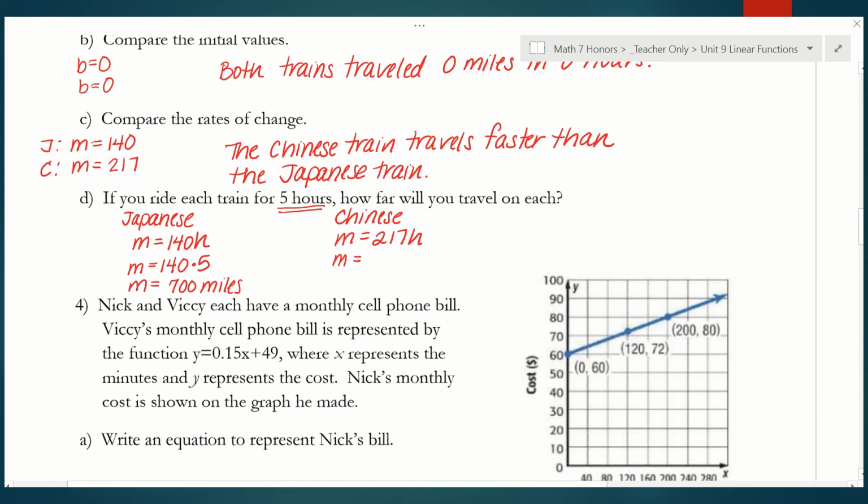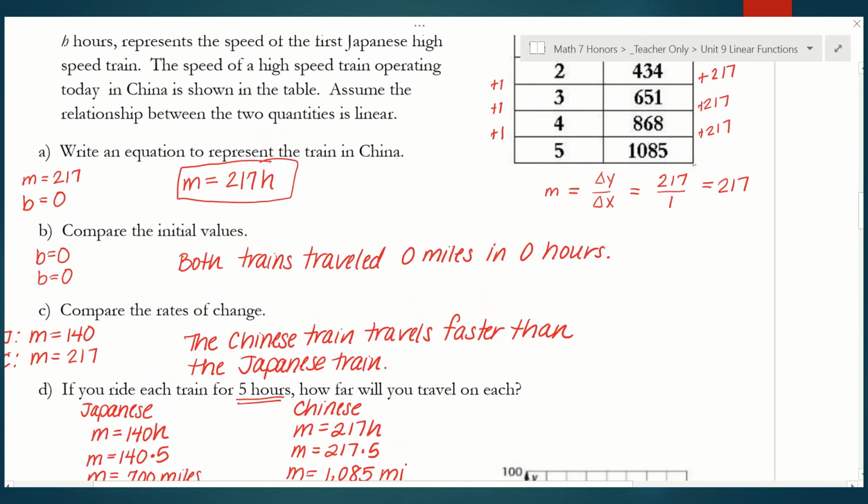If I'm on the Chinese train, 217 times 5 gives me 1,085 miles. Okay, so there's how far you would get on each of them. And actually, I could have gotten that information from my table. Right here it says after 5 hours, I would have gone 1,085 miles.